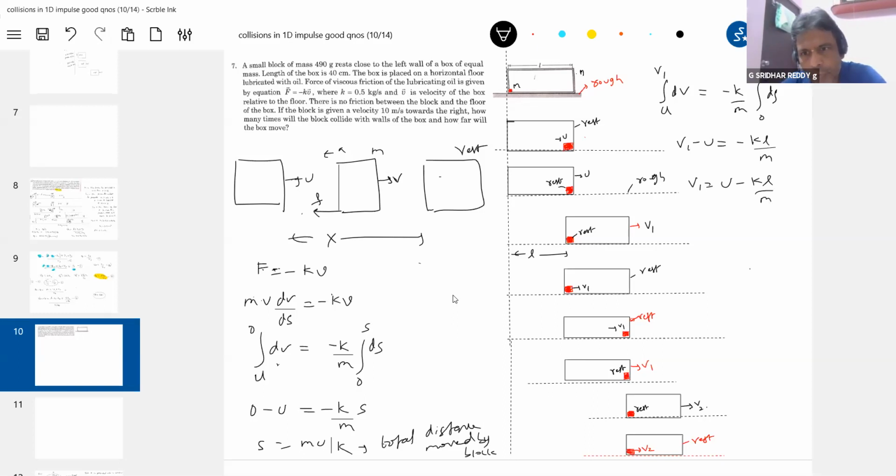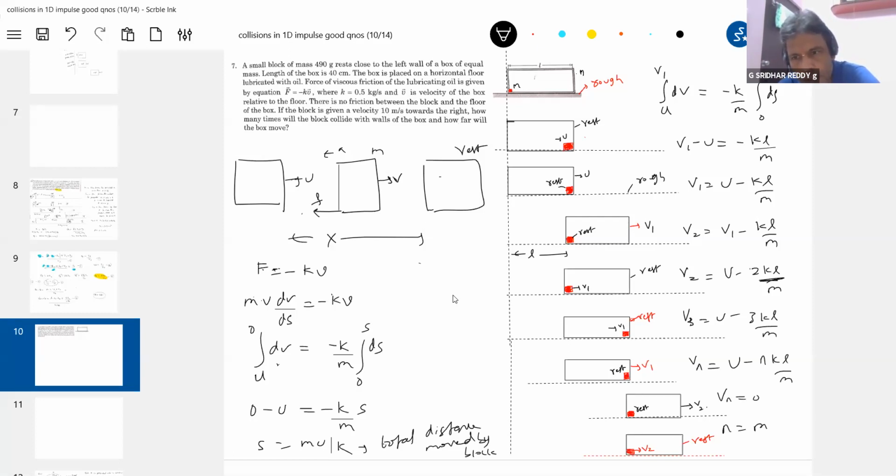What about v2? v2 equals v1 minus kL by m. So when you substitute here, how much will you get? u minus 2kL by m. Shall we generalize like this? And what is v3? v3 should be equal to u minus 3kL by m. So vn equals, finally it'll come to rest, no? So what is vn? Finally it should come to rest. So what is n equal to? n equals mu by kL.